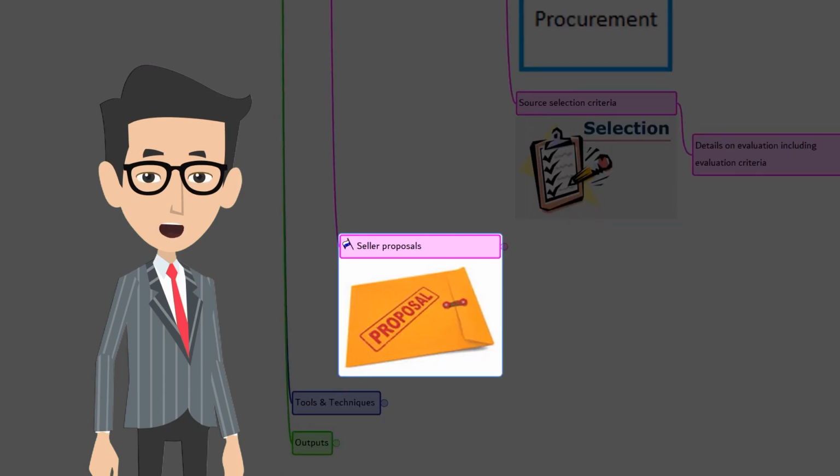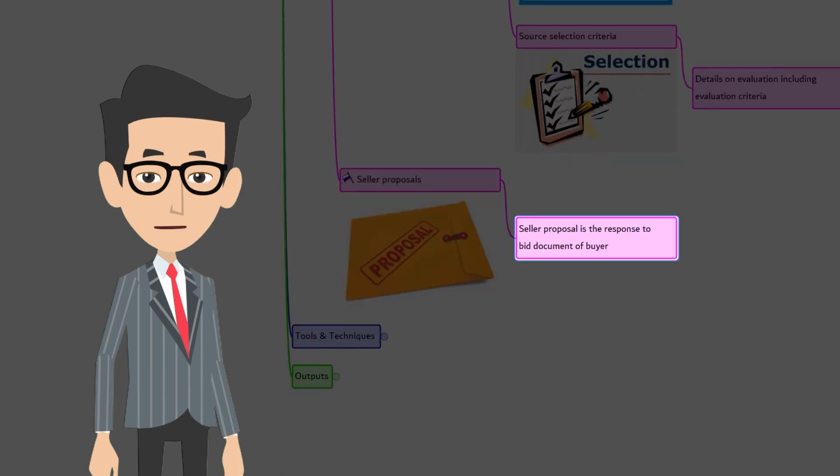The fourth input is seller's proposal. Seller proposal is a response to bid documents sent by buyer. It's a good practice to separate the technical proposal from the price proposal. From the buyer side, the evaluation body reviews each submitted proposal according to the source selection criteria.